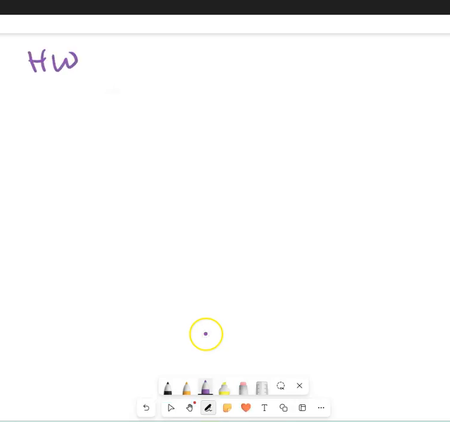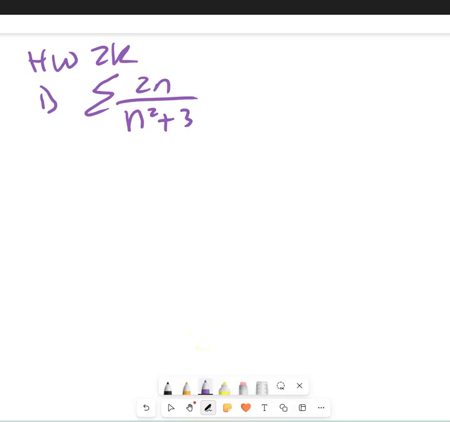So here we go. Homework 2K, number 1. This is what you're asked, if it converges or diverges. What you need to do, I would suggest you start off with a basic comparison test.